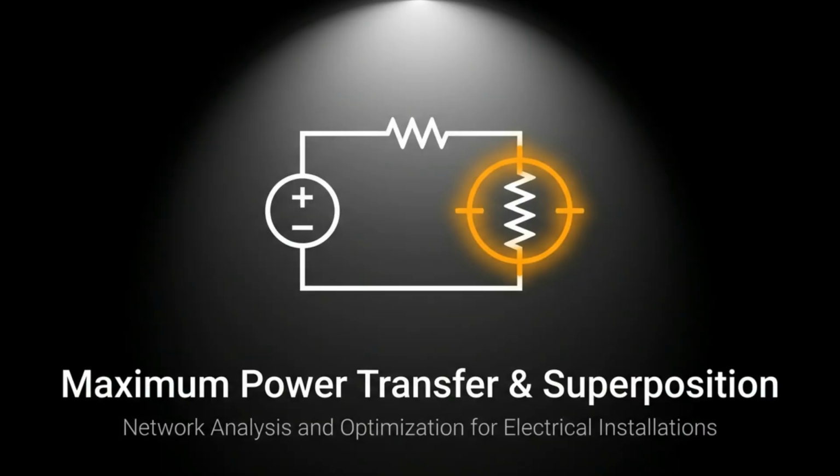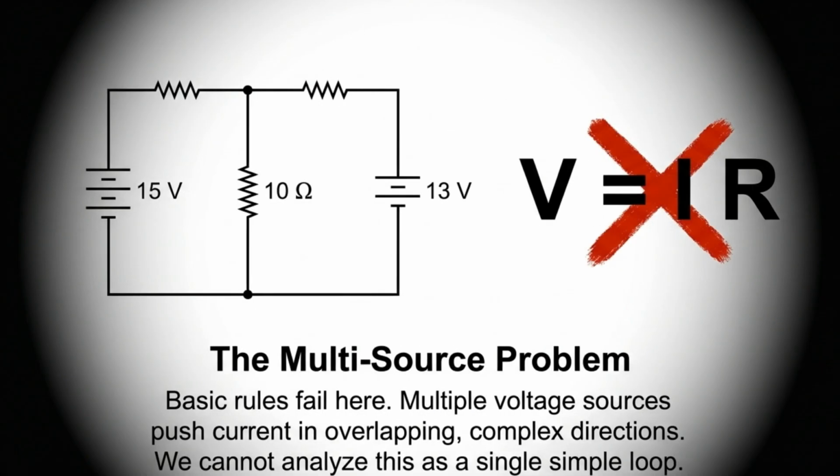This video explores maximum power transfer and the superposition theorem, essential concepts for optimizing electrical installations and network analysis. Multi-source problems cannot be analyzed as a single simple loop because multiple voltage sources push current in complex, overlapping directions. Basic rules like V equals IR fail here.